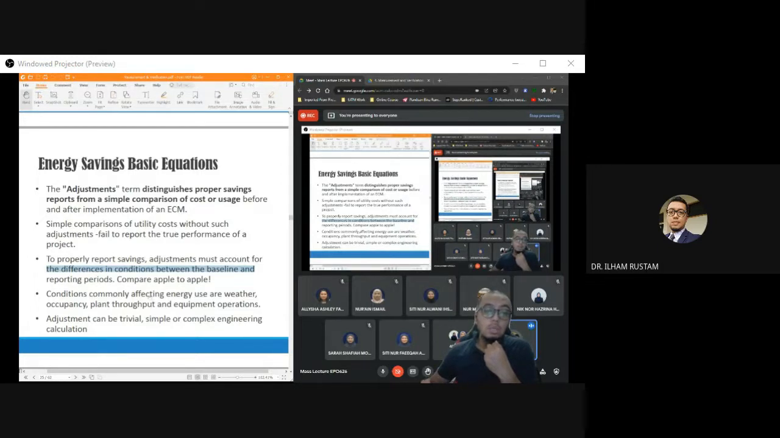So conditions commonly affecting energy use, such as weather, occupancy, plant throughput, and equipment operations, are the ones that we need to make an adjustment for. And adjustment can be trivial, it can be simple, or it can even be a complex engineering calculation, depending on the nature of the business and the nature of the adjustment that needs to be considered.